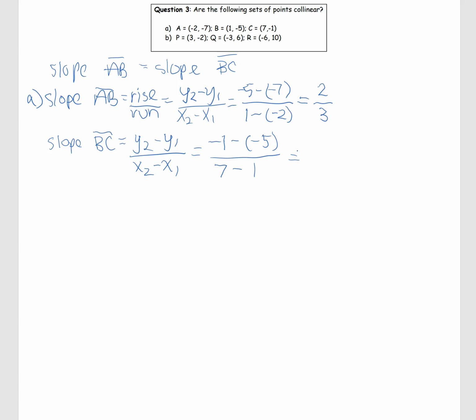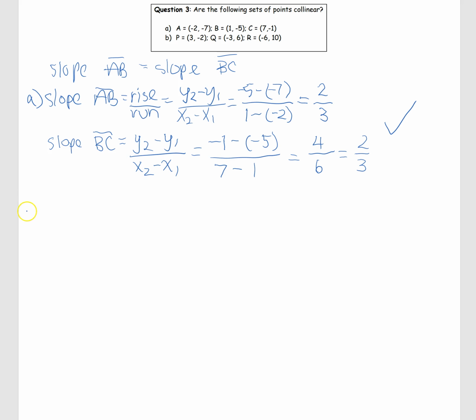So -1 minus a -5 is -1 plus 5, which is 4 on the top. 7 minus 1 is 6. And this simplifies down to 2/3. So we can see the slope of both AB and BC are 2/3, which are equal, so this means that yes, these points are collinear.